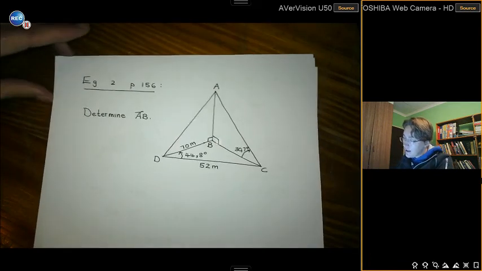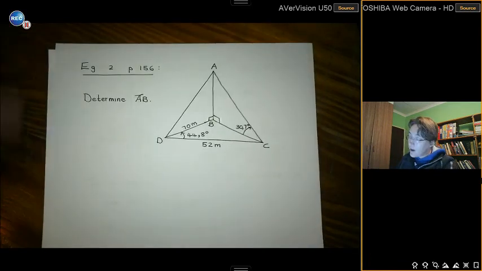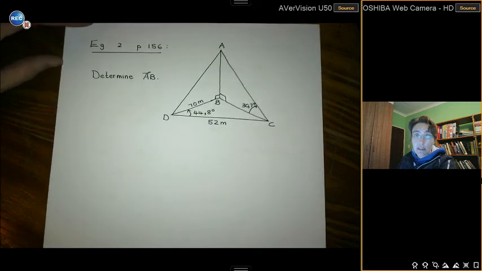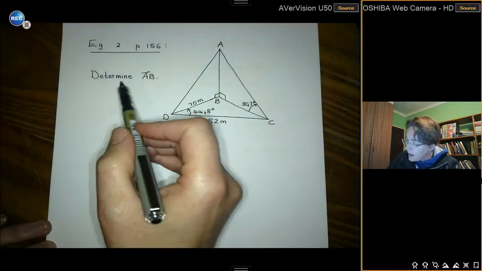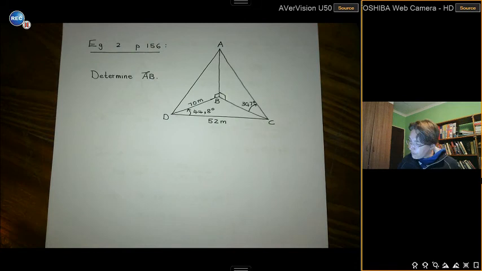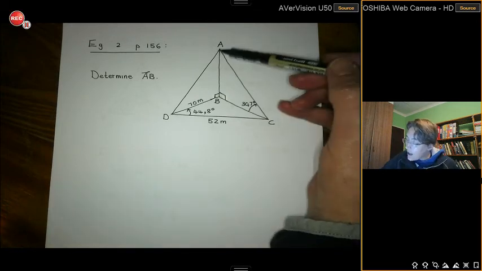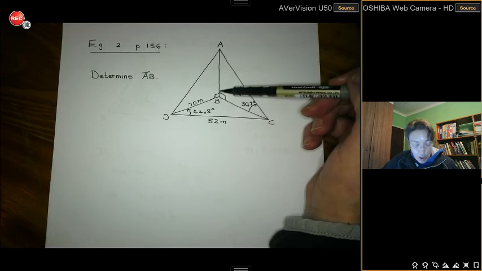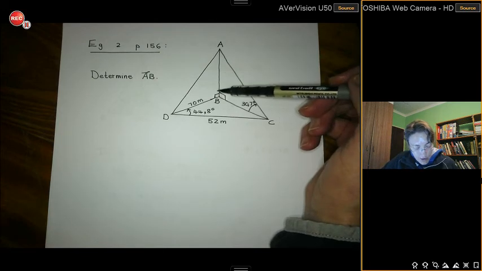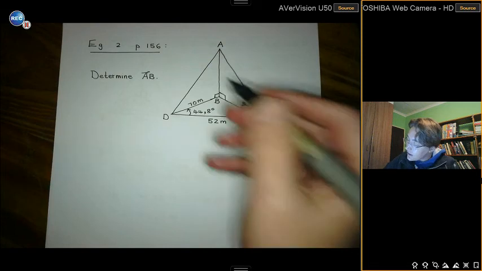Now this particular example is example 2 on page 156 of the textbook. It says there are only 3 brick goat towers in the world, and one of them is in the Fairview Winery in Paarl in the Western Cape. In the diagram, the goat tower AB stands in a horizontal plane BCD. So it stands in this horizontal plane.